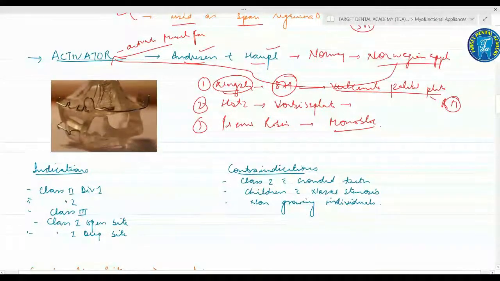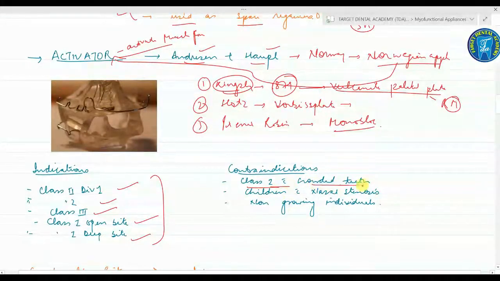So coming on to the indications of an activator, it is indicated in class 2 division 1 cases and class 2 division 2 cases. It is indicated in class 3, class 1 with open bite, class 1 with deep bite. The contraindications are: it cannot be used in patients having class 1 with crowded teeth, in children with nasal stenosis, in a non-growing individual.